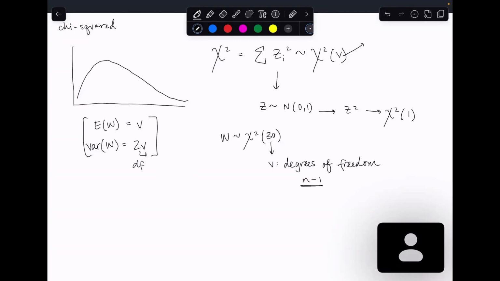Okay. So let's do some practice here. Say I'm at some company and the sales follow a chi-squared distribution, okay? And the average sales every week is 30, okay? What is the 10th percentile?